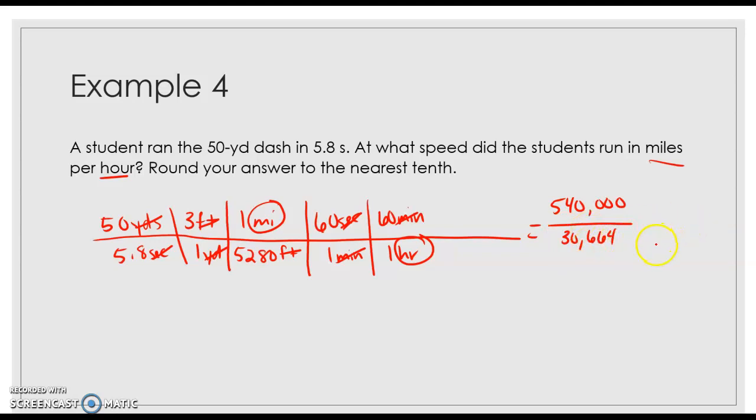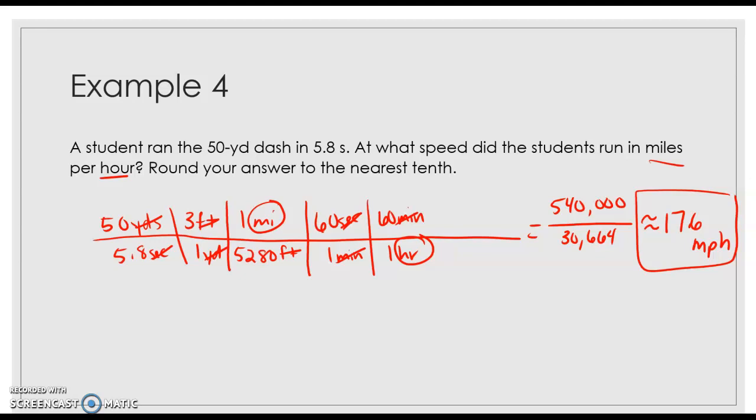Now, I need to make this a unit. So that means I need to divide by the 30,664. So 540,000 divided by 30,664 is approximately 17.6 miles per hour. And so the student who ran the 50-yard dash in 5.8 seconds was running approximately 17.6 miles per hour.